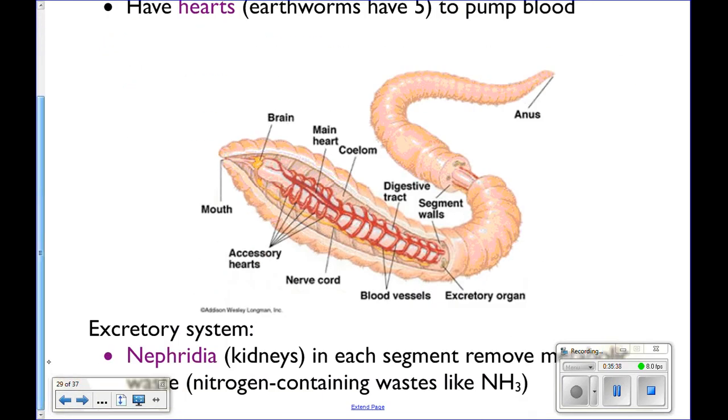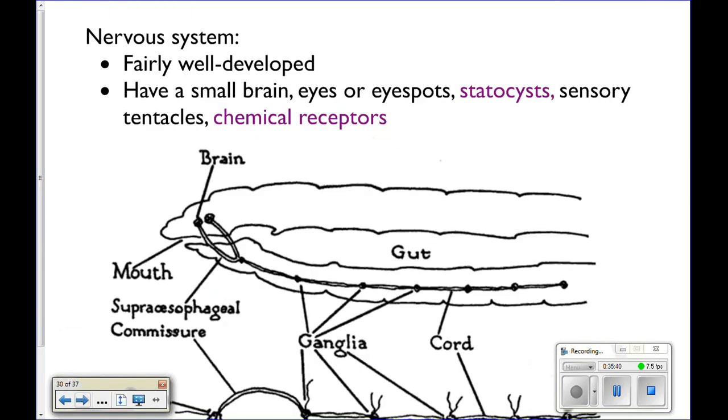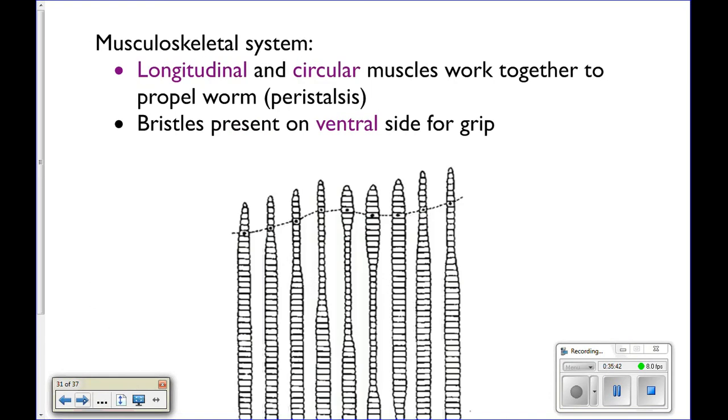Sorry about that. Okay, you got the nervous system too? Okay, how they move.